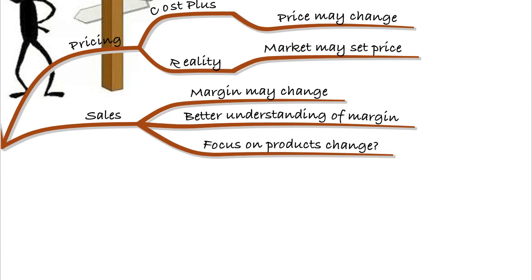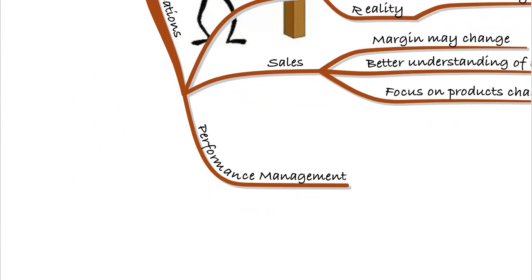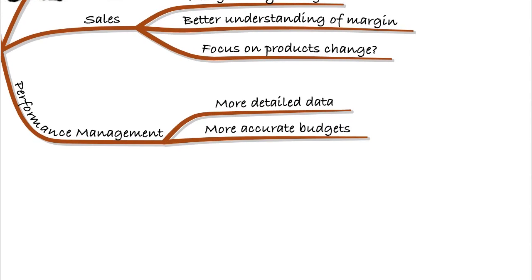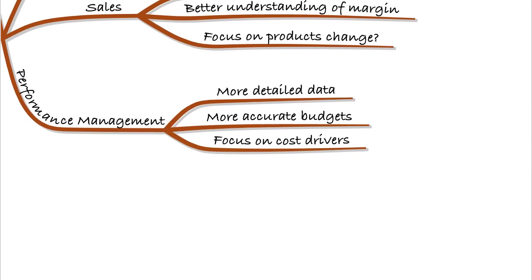When it comes to performance management within the business, you'll get more detailed information out of the activity-based costing system. We'll look at activity-based budgeting later, where we use that information to create our budget for next year. Allied to that, we'll get more accurate budgets. We are also enabled to focus on the cost drivers. So we can look at what's causing the cost and focus on those to maybe cut the costs. If we understand where the cost is, then we can understand how to reduce that cost.